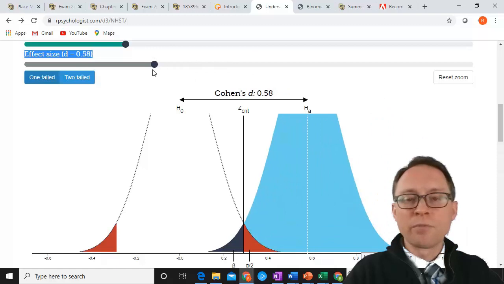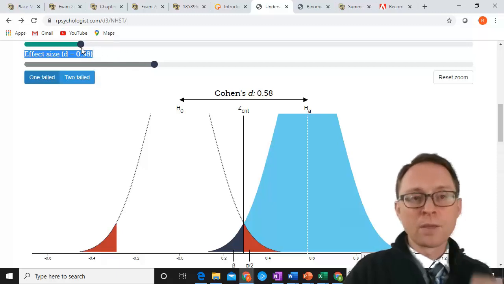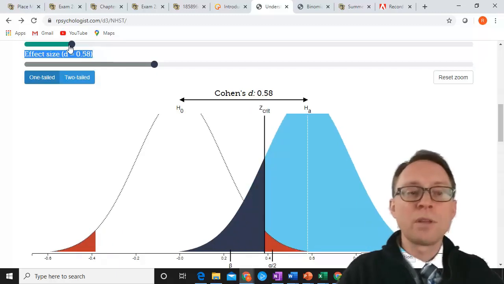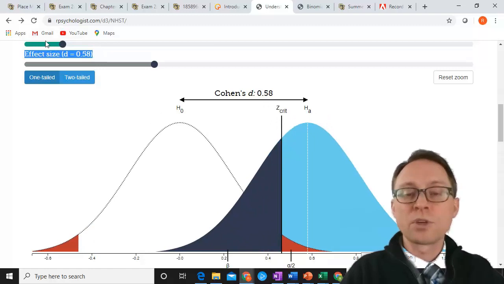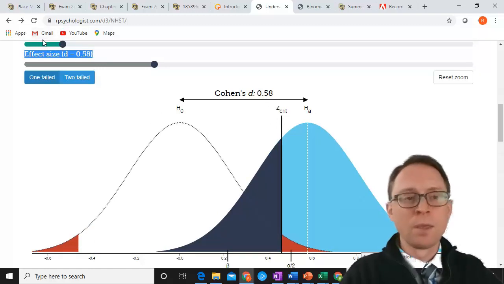The bigger the effect size, the more power. All of those things change the amount of power that we have. And power is our ability to reject the null hypothesis when the null is actually false. It's our ability to say the love potion works when it actually does.